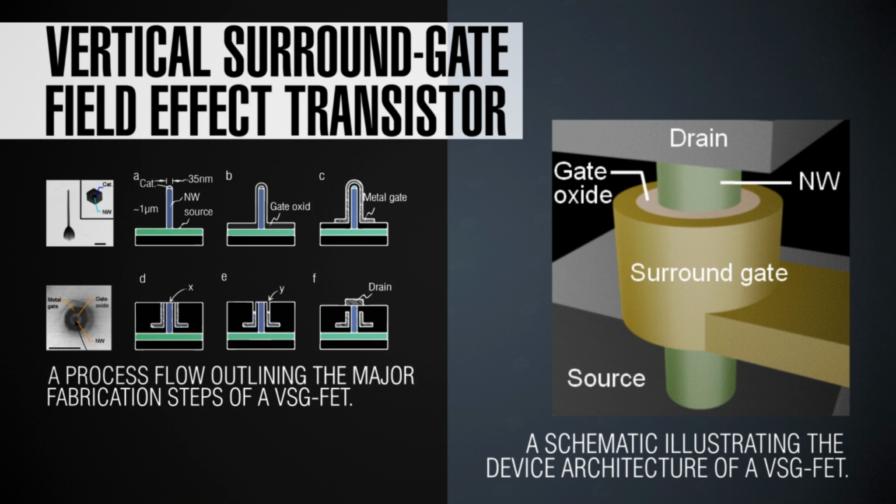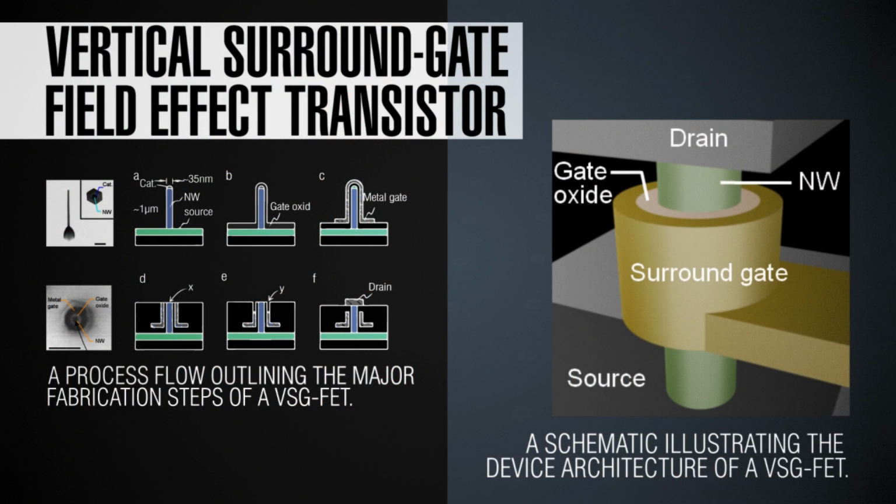However, now in order to get the vertical structures, you no longer have to rely on plasma etching. You can grow these silicon nanowires directly using the vapor liquid solid technique that I talked about, and you get really wonderful surfaces. So this way, you can have the source at the bottom and the drain at the top, and then a surround gate. This particular image shows the process flow that was used to fabricate vertical surround gate FETs.